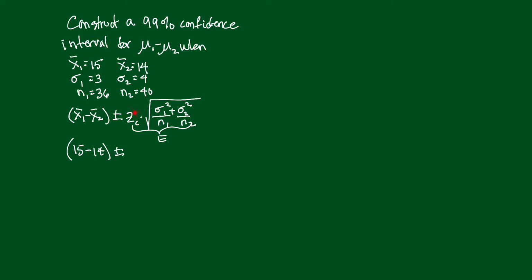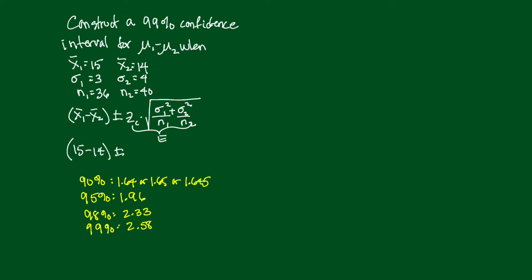Now, we need that critical value. I'm just going to remind us, and then I'll get rid of this. At 90%, it was 1.64, or some people use 1.65, or some people even cut it in half with 1.645. At 95%, we used that z-score is 1.96. At 98%, it is 2.33. And at 99%, the one that we're looking for is 2.58. So we'll put in here this 2.58.